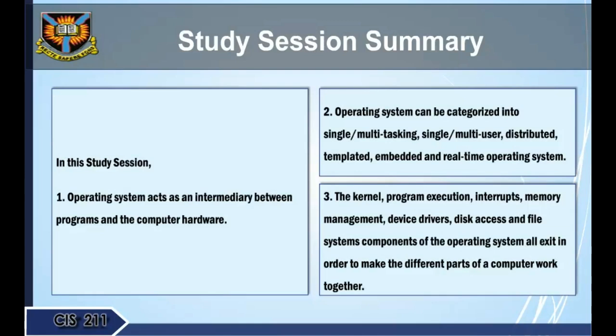Study section summary. In this study section: 1. Operating system acts as an intermediary between programs and the computer hardware. 2. Operating systems can be categorized into single and multitasking, single and multi-user, distributed, templated, embedded, and real-time operating systems. 3. The kernel, program execution, interrupts, memory management, device drivers, disk access, and file systems components of the operating system all exist in order to make the different parts of a computer work together.